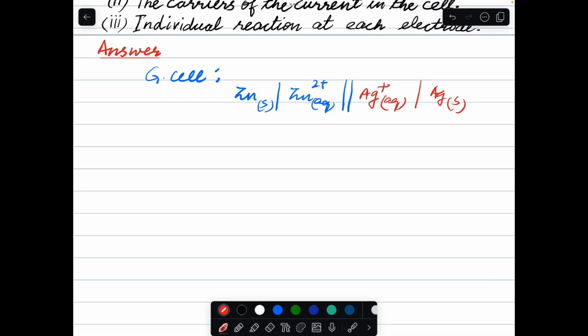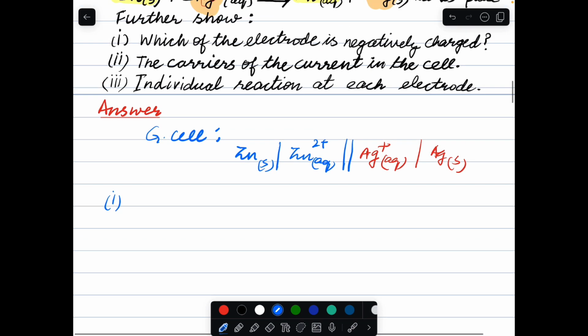Next, for the first answer, that is the first part given. In the first part they are asking which of the electrodes is negatively charged. So always remember, in this case the electrode on which oxidation is taking place, that is the anode. Okay, anode is negatively charged, and in our case the anode on which oxidation is taking place is the zinc electrode.